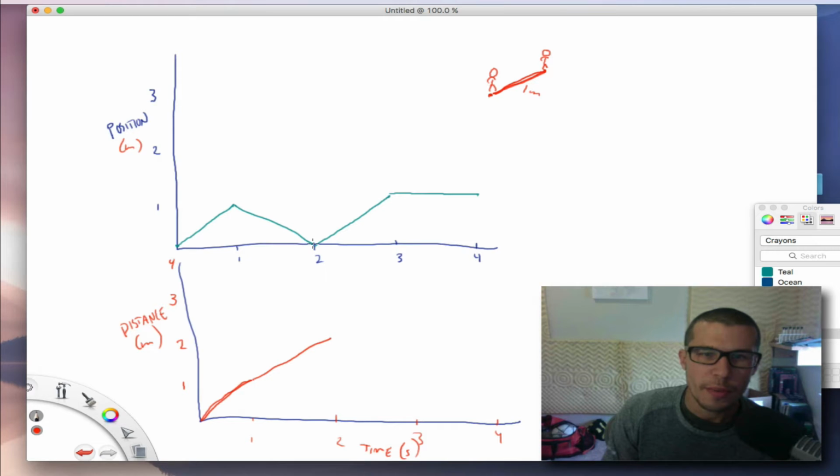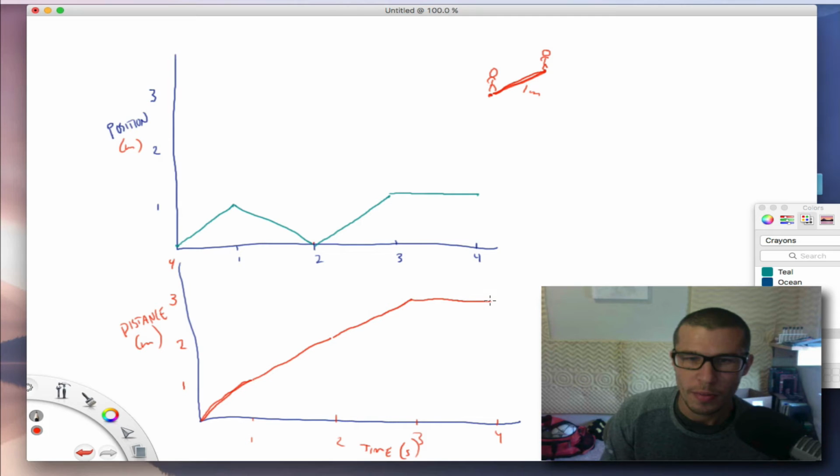Then from 2 seconds to 3 seconds, that person is traveling another meter. So they've gone 1 meter away again. They've gone back over here. So guess what? You have to show that in the distance. It's gone up again. And then they've stayed at 3 seconds. They stay at that 1 meter. So this shows you that even though the position goes backwards, you're still moving a distance.